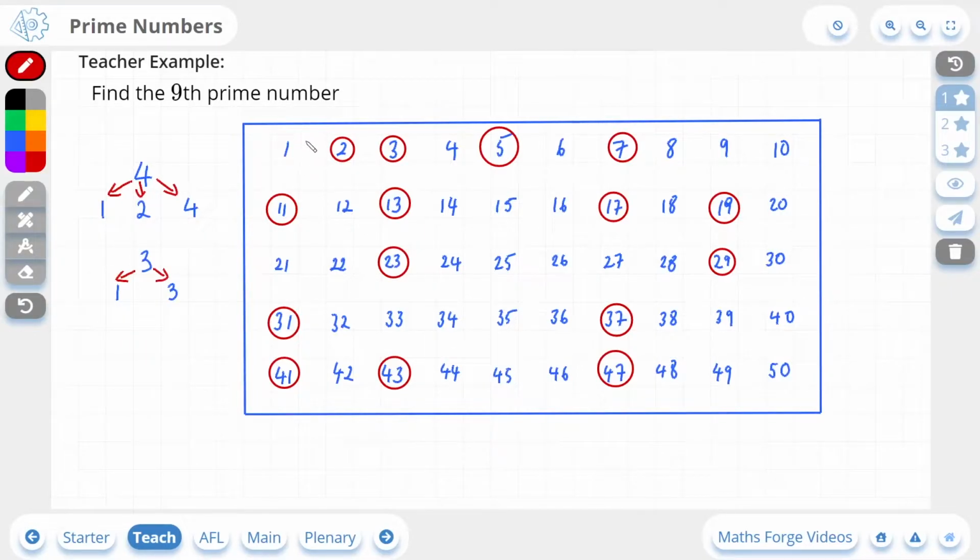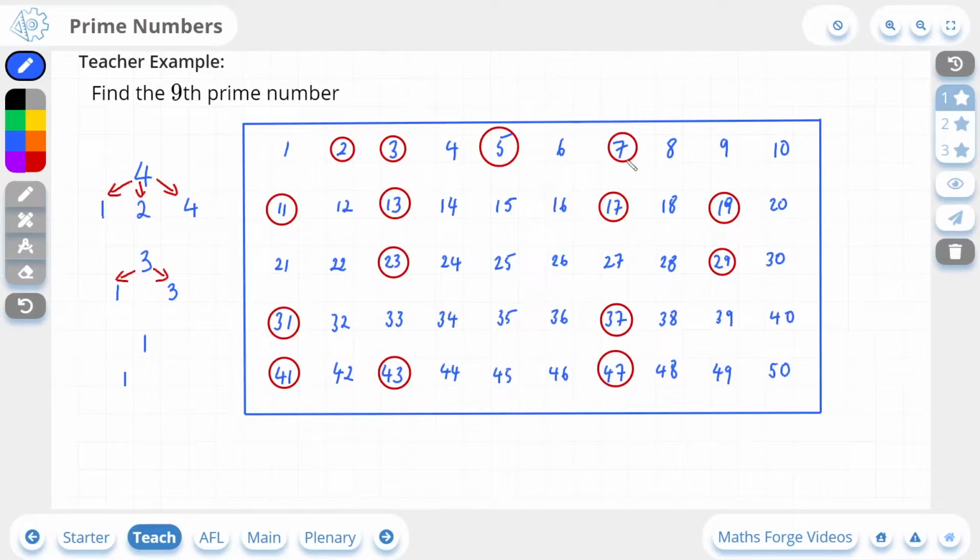And if you see how the number 1 is not circled, because 1 is not a prime number. If you take a look at 1, then what are the factors of 1? Well, it's just 1. 1 multiplied by 1 gives you 1. So 1 does not have 2 distinct factors. Therefore, it is not prime.